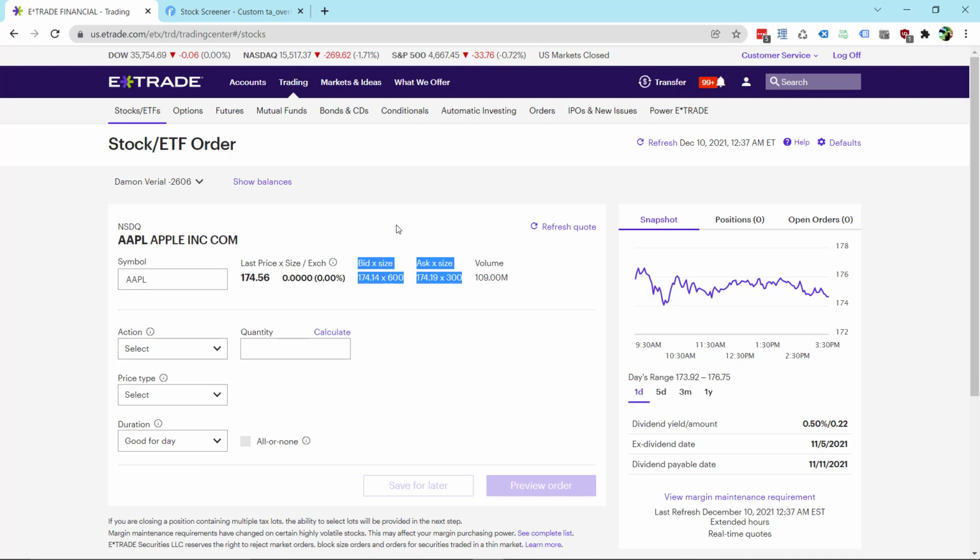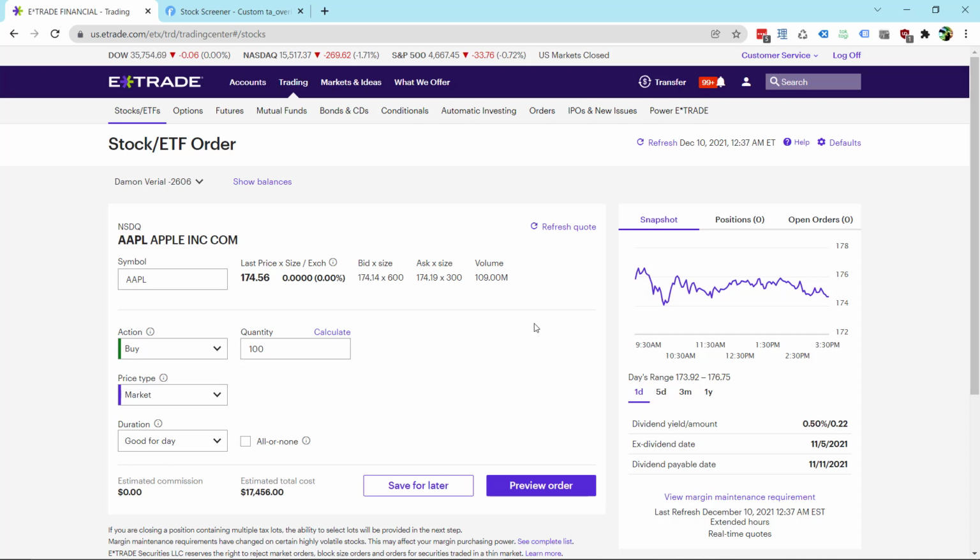But for now, let's just say your goal is simply to buy the stock at whatever price it's trading at currently. What you do is you select here in action, you select buy, because you're buying, of course, and you type in the amount you're willing to buy. Let's say you want to buy 100 shares of Apple. Once you do that, select price type and select market. This is the default. What you're going to get is the estimated total cost based on the current market price. If you can accept that, you just go ahead with this and you can preview your order.